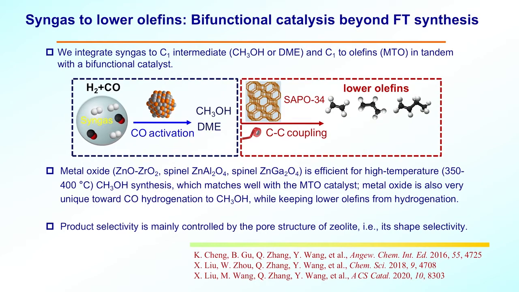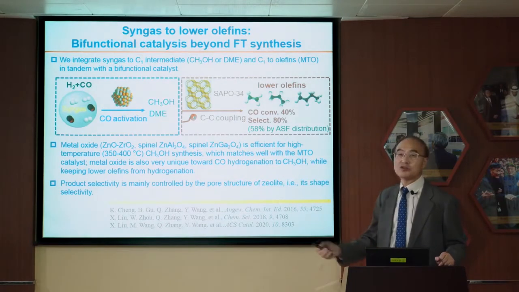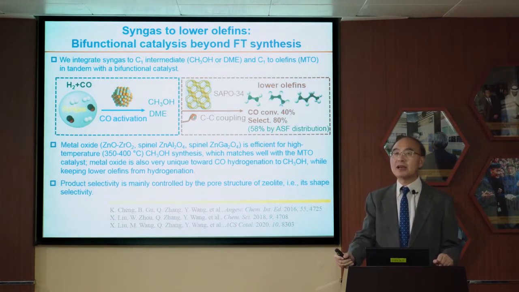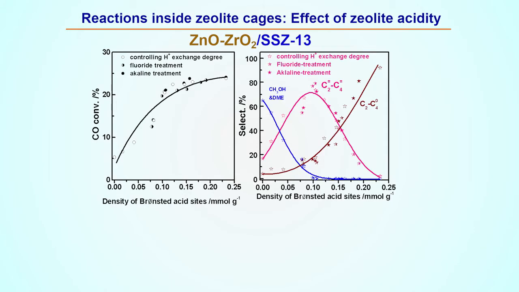The selectivity of lower olefins reached 80% at CO conversion of 40% by using SAPO-34. So this selectivity is significantly higher than the maximum value, that is 58%, predicted by the ASF distribution. We found that the acidity of zeolite in the bifunctional catalyst affected the reactions inside zeolite cages. Take SSZ-13, which has the same topology as SAPO-34, as an example of zeolite component.